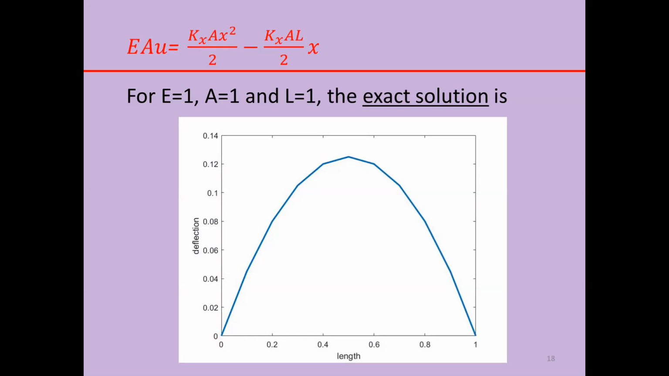In this graph, the length of the bar is along the x-axis, and the axial deflection of the bar happens to be on the y-axis. The deformation in this particular case is axial deformation. It is not vertical deformation, because we are solving this particular problem assuming that it is a bar and not a beam.